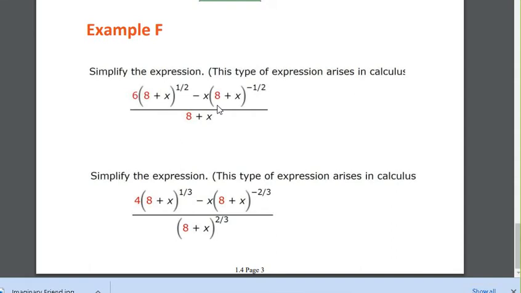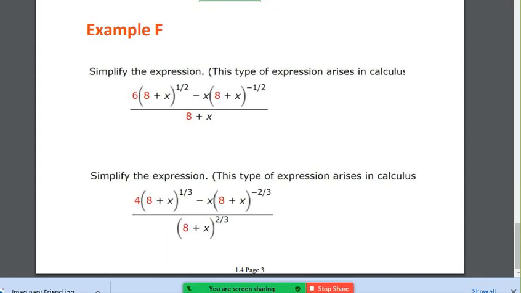So I want you to be good at this now so that when you take me for calculus, you're like, oh, I got this. I remember this. So let's copy that down. And I'm just going to grab myself a fresh chunk of paper here. 6 times 8 plus x to the 1/2 minus x times 8 plus x to the negative 1/2 divided by 8 plus x.